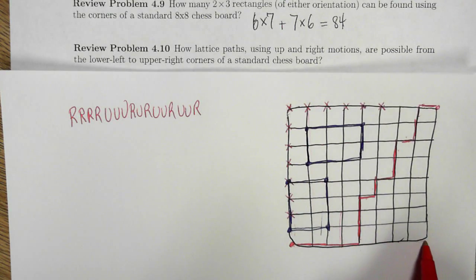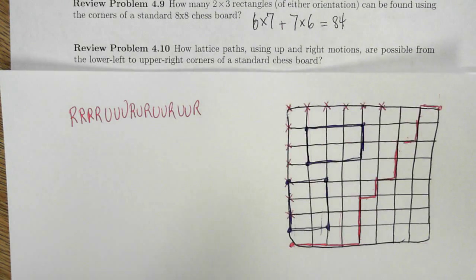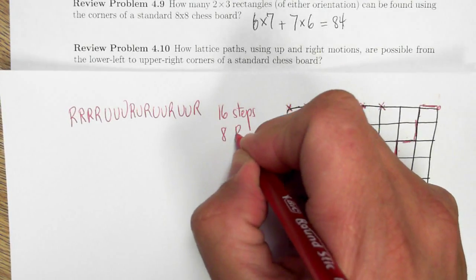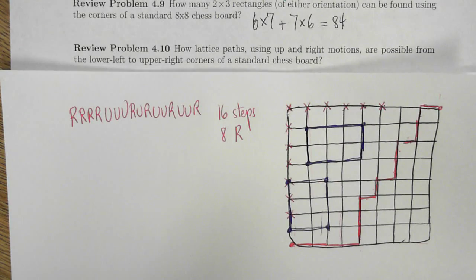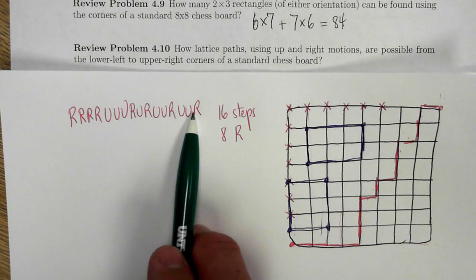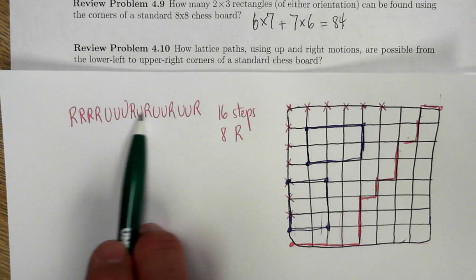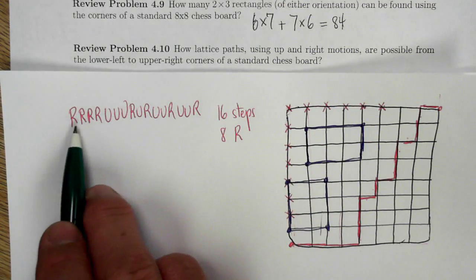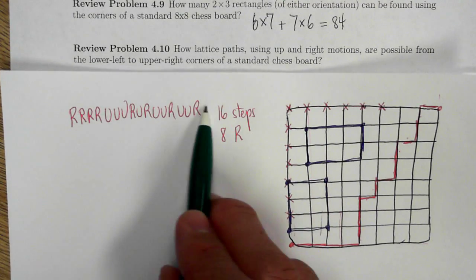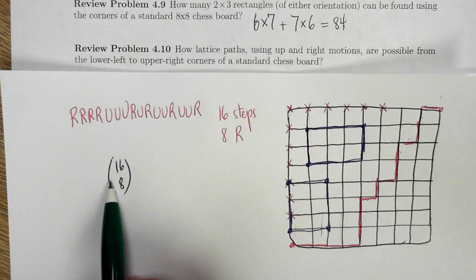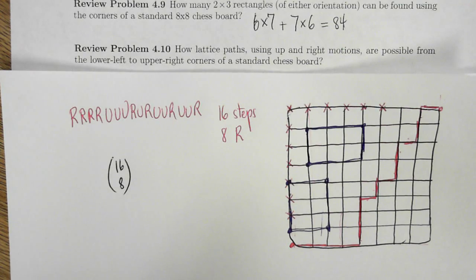You have to go 8 times right and then 8 times up to get from one corner to the other. So no matter what, there are 16 steps, and 8 of them have to be rights. So now this is a combination problem. How many ways are there of having 8 rights? If you have 16 steps, 8 rights and 8 ups, how many ways are there of arranging these things, of positioning 8 right steps in a series of 16 steps? The answer is going to be 16 choose 8. There are 16 steps, of which we need to choose 8 of them to be right steps.